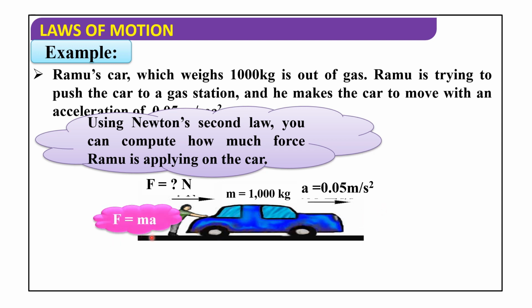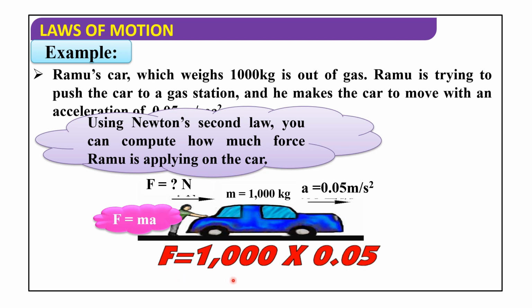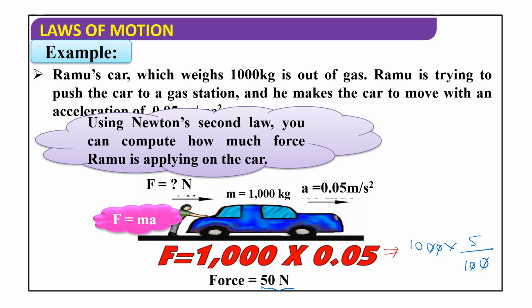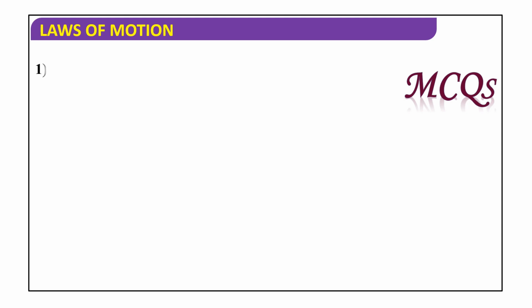Now F is equal to ma. So F is equal to m, which is 1000, times a, which is 0.05. So F is equal to 1000 into 0.05. Now F is equal to 50 newtons. Here, 1000 into 0.05 can be written as 5 by 100, the 0 gets cancelled, 10 into 5 is 50 newtons. Okay. Now let us discuss MCQs.